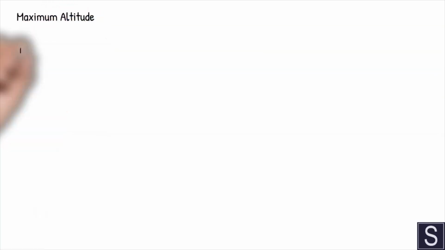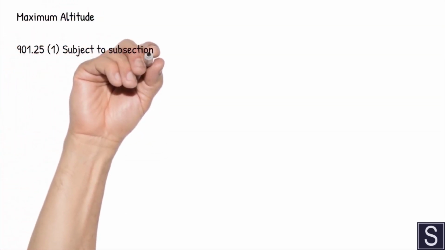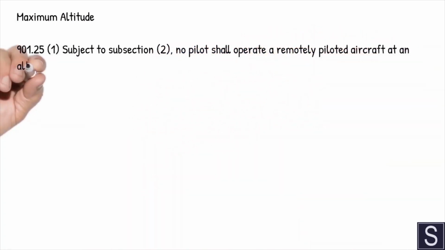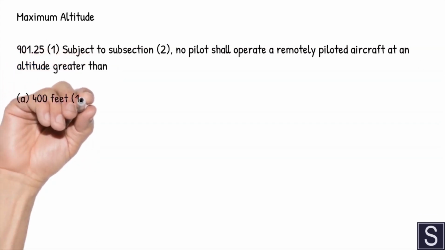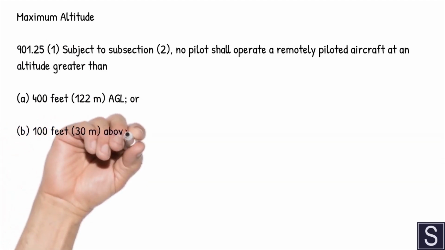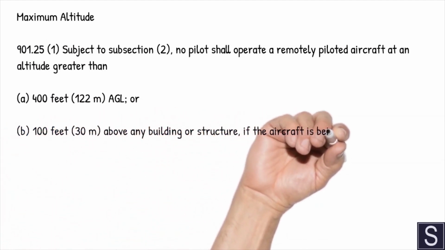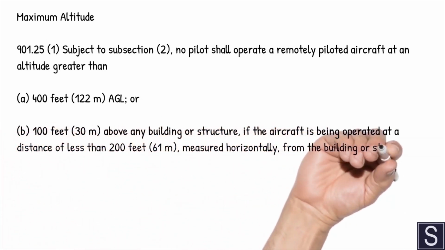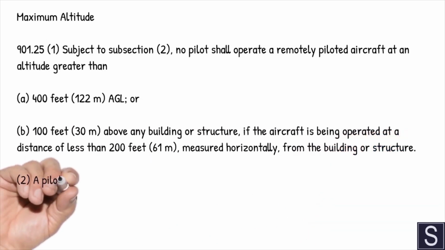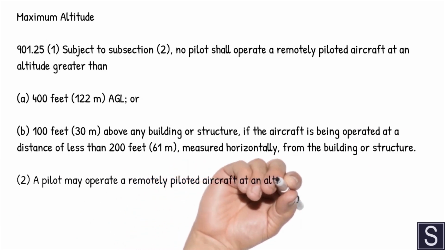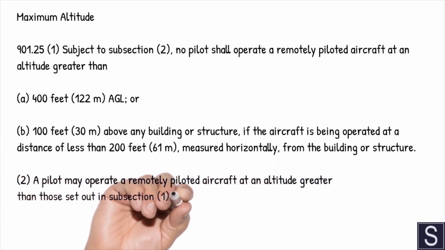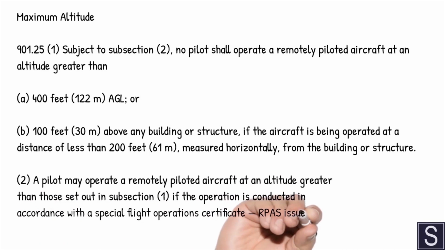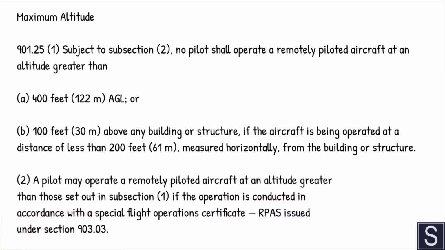In elaborating, 901.25(1) states that subject to subsection 2, no pilot shall operate a remotely piloted aircraft at an altitude greater than (a) 400 feet, 122 meters AGL, or (b) 100 feet, 30 meters above any building or structure if the aircraft is being operated at a distance of less than 200 feet, 61 meters, measured horizontally from the building or structure. (2) A pilot may operate a remotely piloted aircraft at an altitude greater than those set out in subsection 1 if the operation is conducted in accordance with a Special Flight Operations Certificate, RPAS issued under section 903.03.